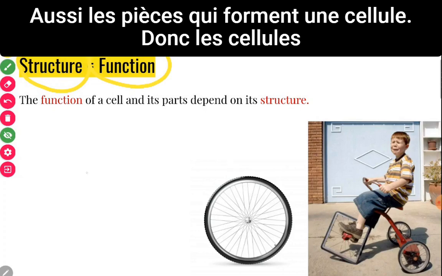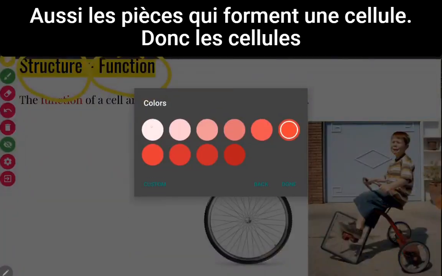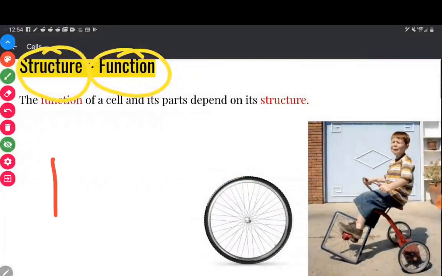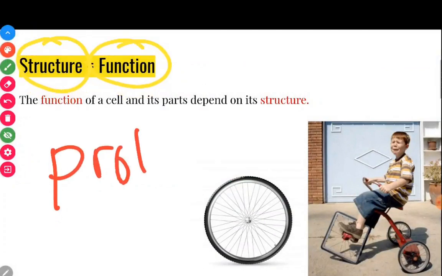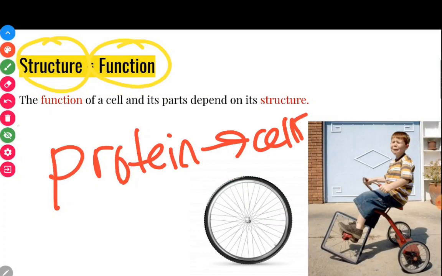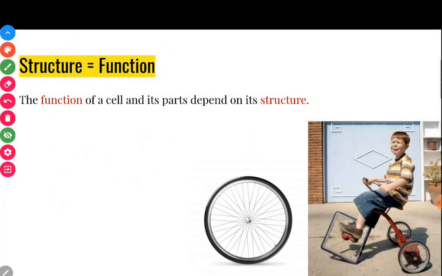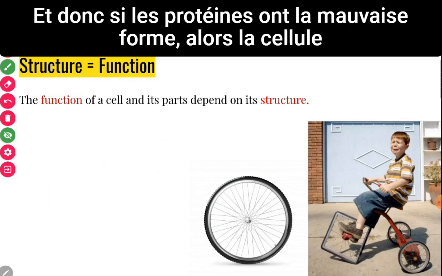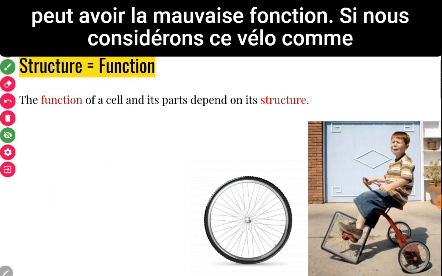Also, the parts that make a cell. So cells are made of protein. And so if the proteins have the wrong shape, then the cell may have the wrong function.